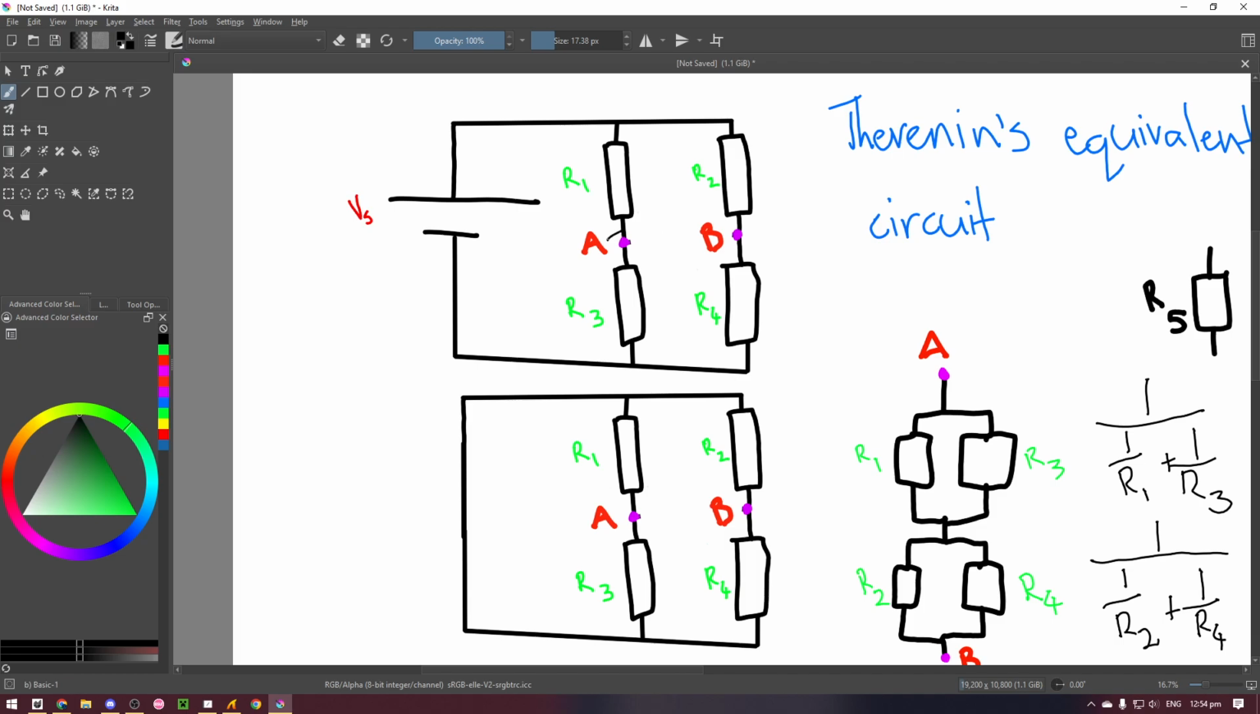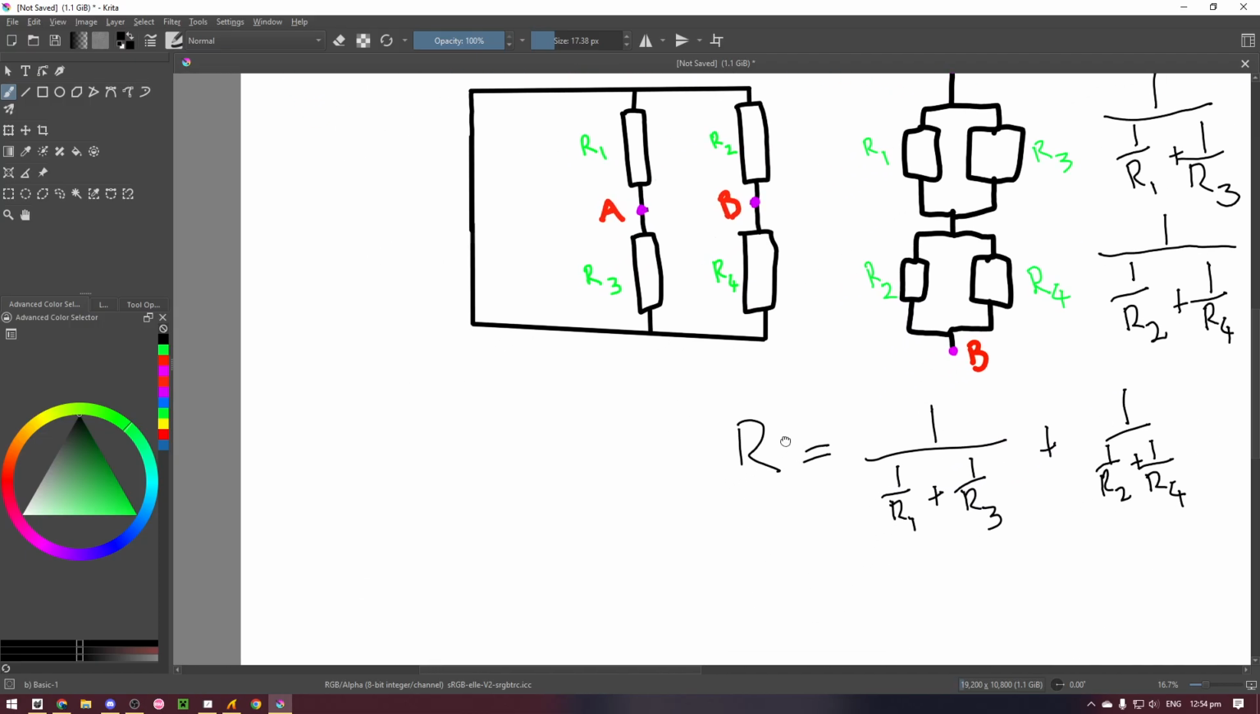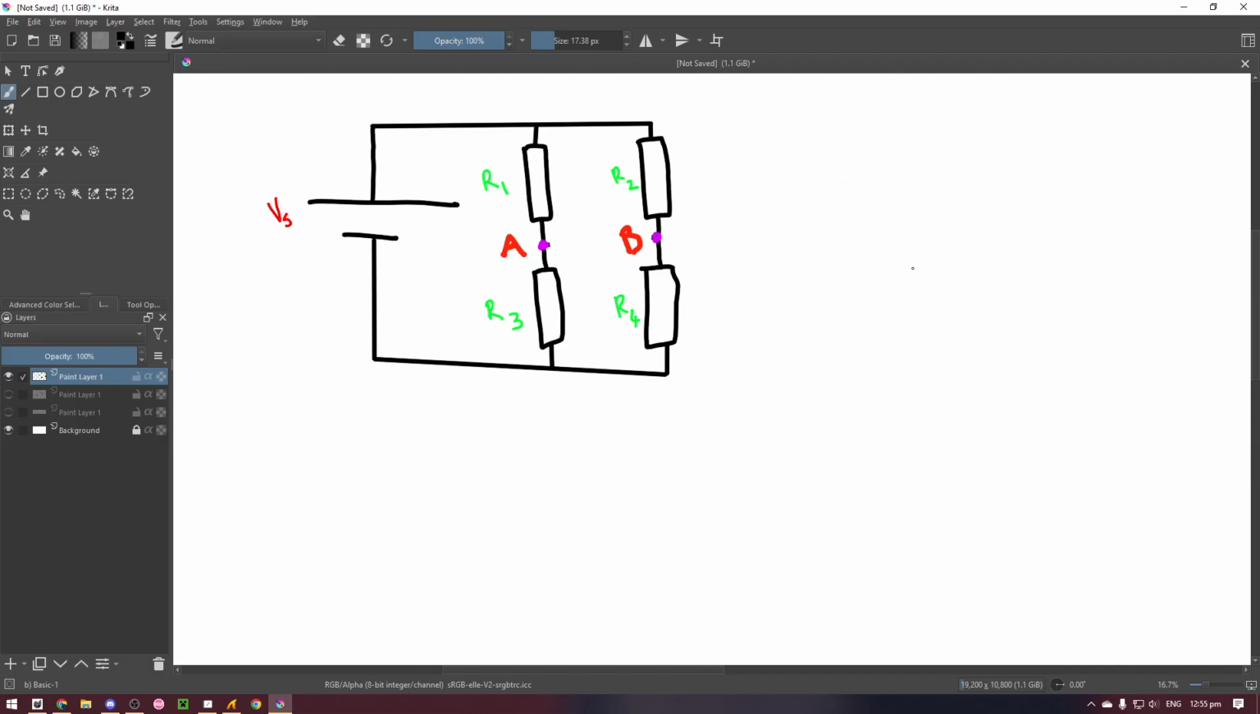Next, we need to find the voltage difference between A and B in this circuit with this voltage source, and then create a new voltage source in the Thevenin equivalent circuit that would give the same voltage difference between A and B. Currently, in this circuit, the voltage at A will be the voltage taken up by R3, and the voltage at B will be the voltage taken up by R4.